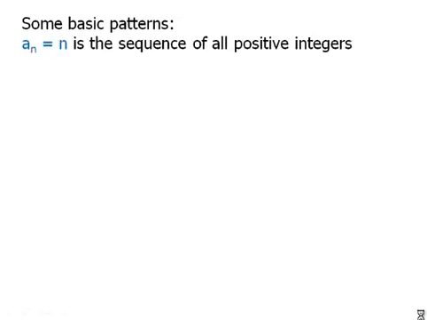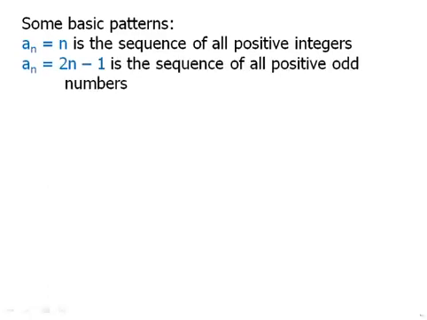Some basic patterns of which to be aware. A sub n equals n, that's just the sequence of all positive integers. So just the counting numbers, 1, 2, 3, 4, 5, 6, etc. That is the simplest of all possible sequences. A sub n equals 2n minus 1 is the sequence of all positive odd numbers.